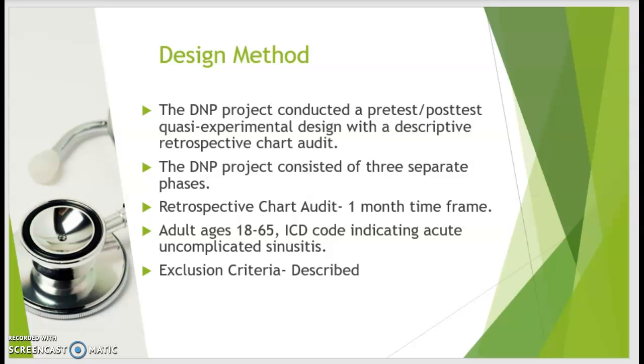Exclusion criteria of charts included any patient who presented with a temperature greater than 100.3, illness lasting longer than 10 days, failure to improve after the initial treatment, comorbidities including chronic obstructive pulmonary disease, asthma, cancer, or any patient on immunosuppressive therapy. The exclusion criteria were based on evidence-based practice guidelines, which included indicators for patients at higher risk for complications, in which immediate antibiotic therapy would be considered appropriate.